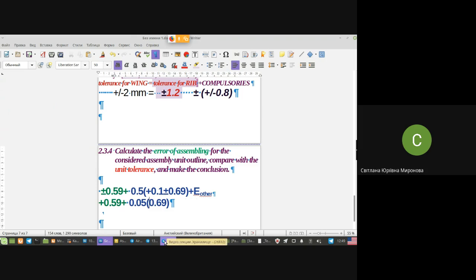instead of this, plus 3, like this. And it means that we may round it like this. I hope it was clear. And plus error other.